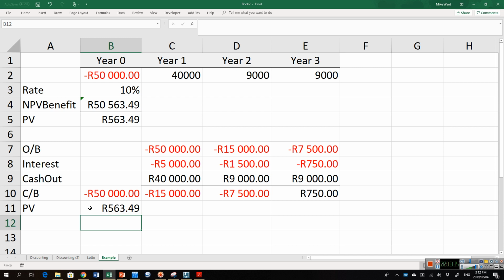And what I'm trying to show you here is that this in the present is exactly the same as that in 3 years' time, given that interest rates are 10% here. And we just prefer to work in the present because we know what 563 Rand will buy us today. So that's our starting point.